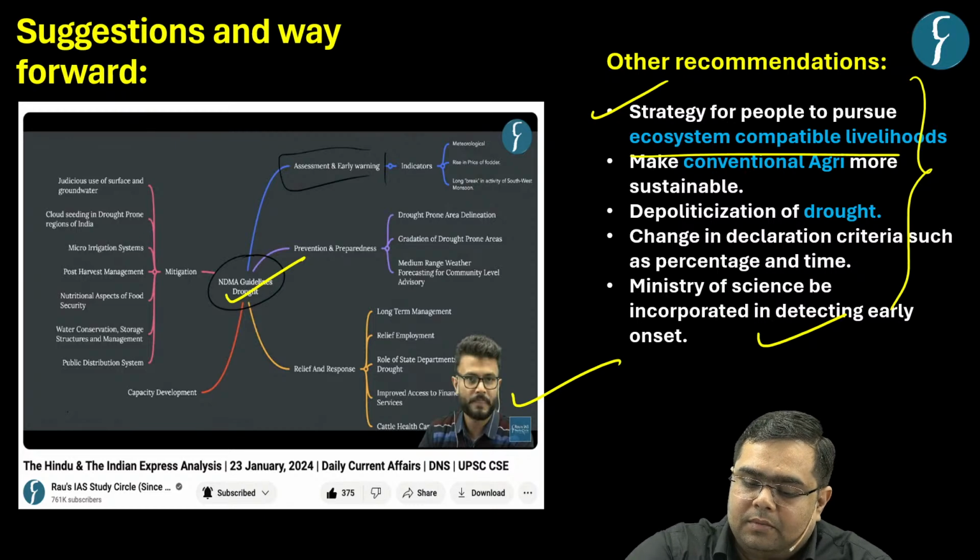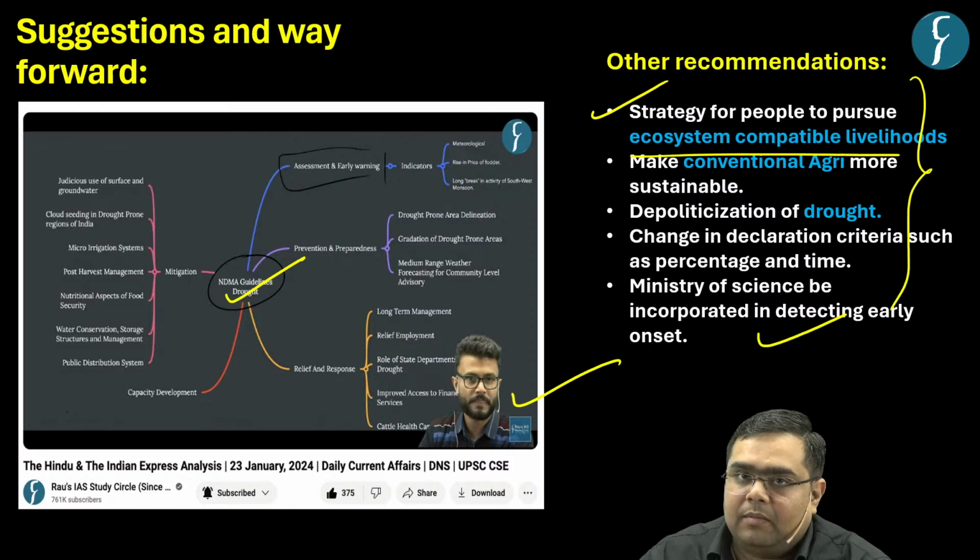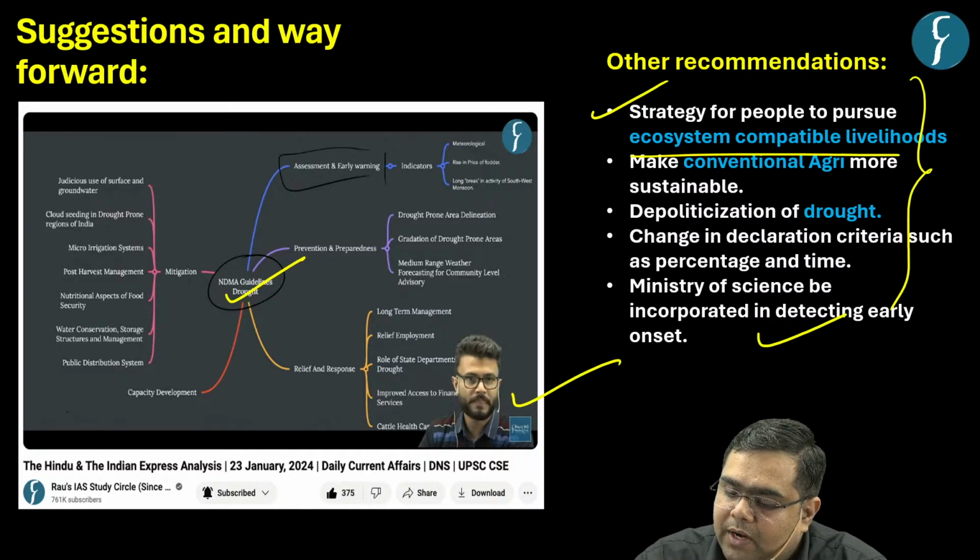So what will happen? Paddy is a water guzzler, and because it is a water guzzler, it becomes unsustainable for the ecosystem to sustain water, right? So what we can do is provide a strategy for people for ecosystem-compatible livelihoods.